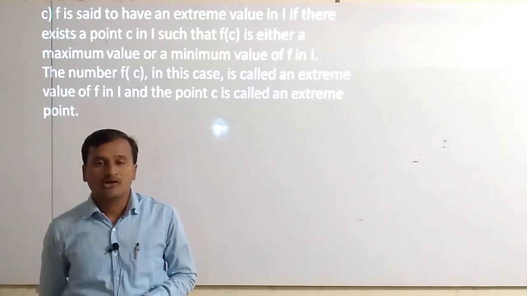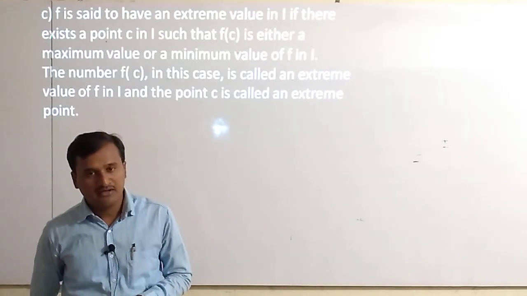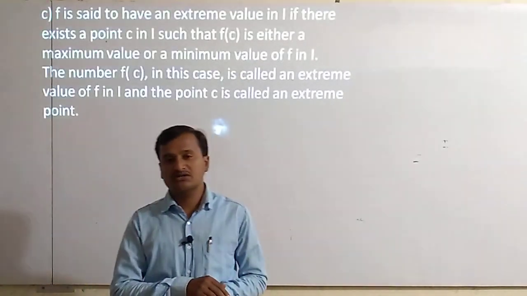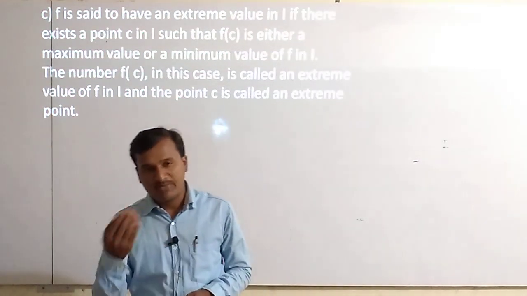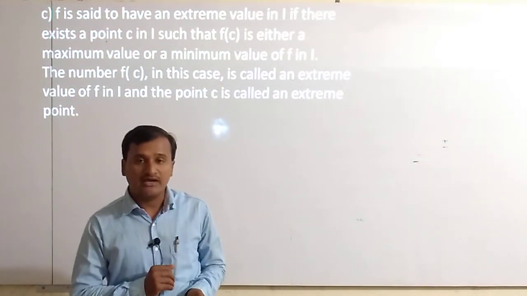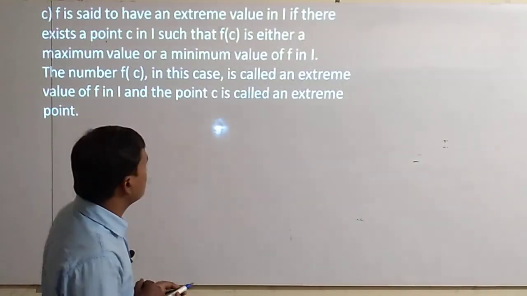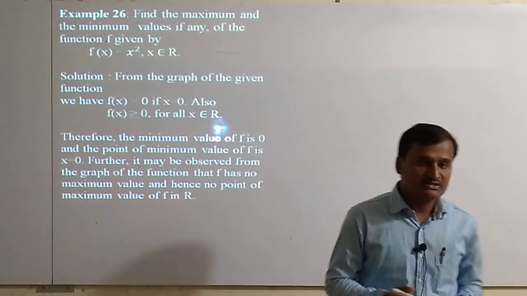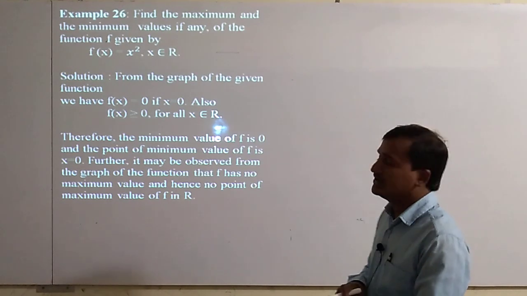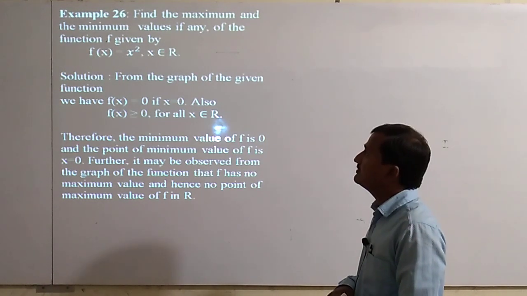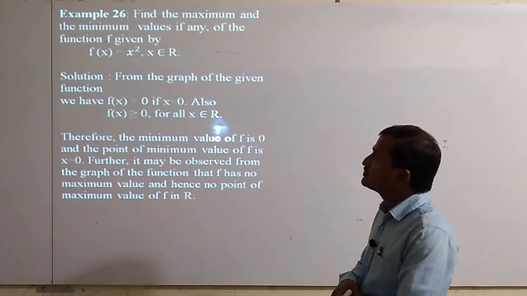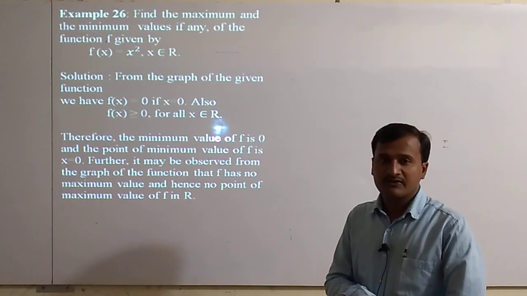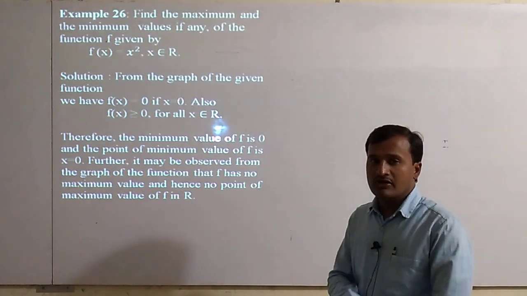Before going to local maxima and local minima, first let us see some examples. For a given function, how do we find the maximum value and minimum value? So this is one example, in your NCERT book, example 26. Find the maximum and minimum values, if any, of the function f given by f of x equal to x square for all x belongs to R.